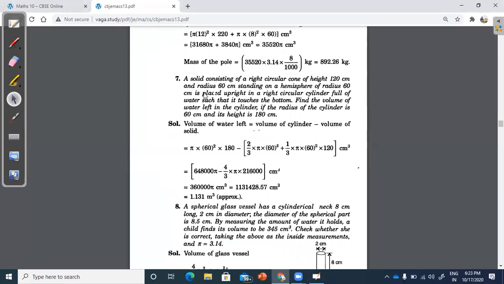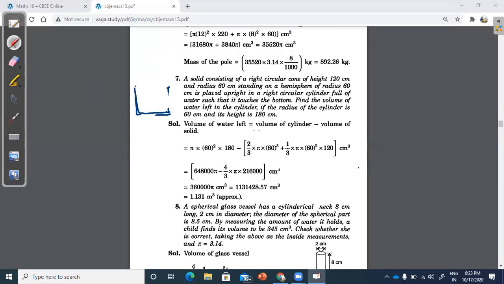Okay, so we go to the seventh question now. A solid consists of a right circular cone of height 120 and radius 60 standing on a hemisphere of radius 60, is placed upright in a right circular cylinder full of water. Okay, so as per the question, there is a cylinder and the cylinder is full of water, filled with water. Now what is happening? There is a solid consisting of a cone standing on a hemisphere. So inside, although it is water, there is a solid. So the water is going to occupy only the remaining part.